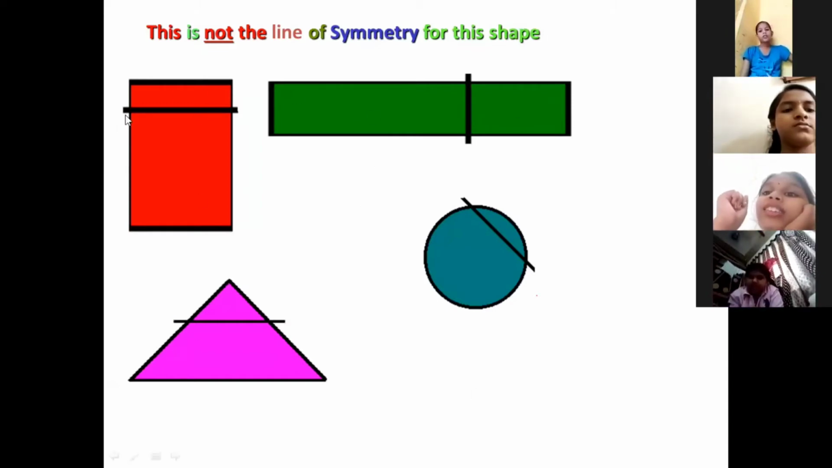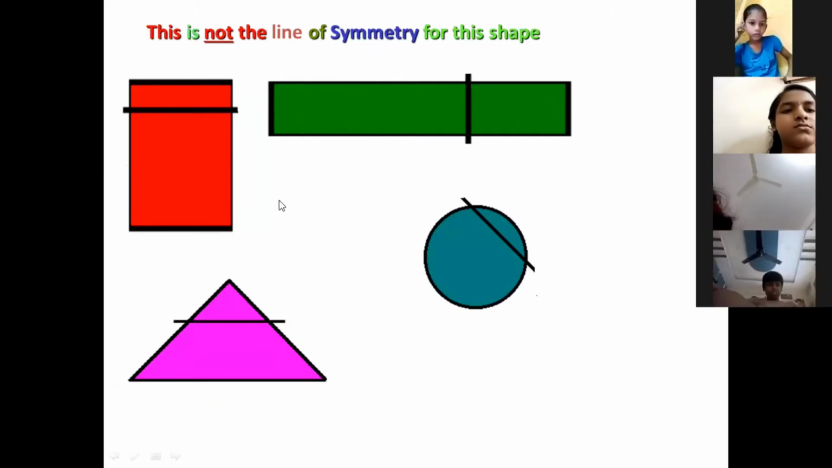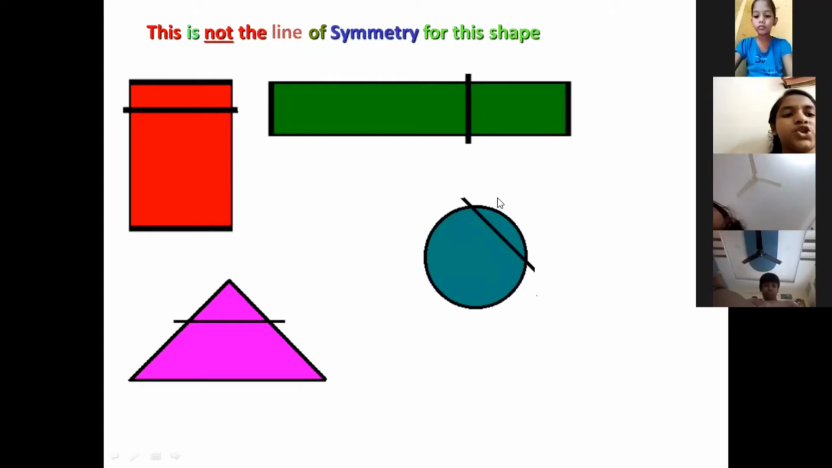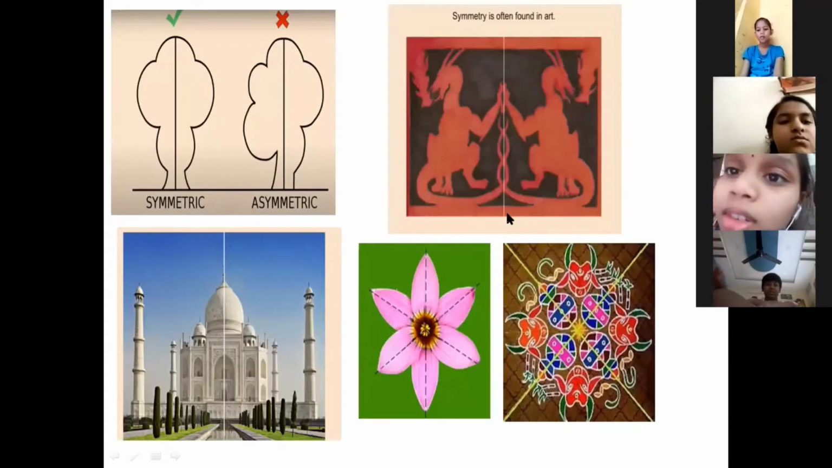Observe this. Here is the line. Is the line dividing the picture into two equal halves? No. So it is not a symmetrical picture. Observe this rectangle also. This is also not a symmetrical picture. Here the line is not dividing the given pictures into two equal halves. This is the symmetrical tree, and this one is the asymmetric tree. And here the white line is dividing the given picture into two equal halves.